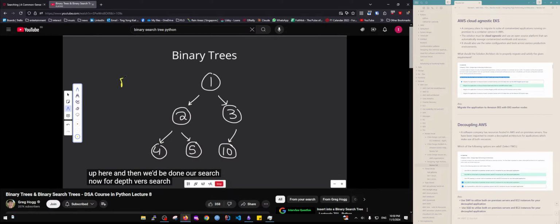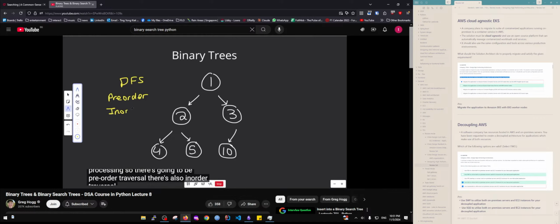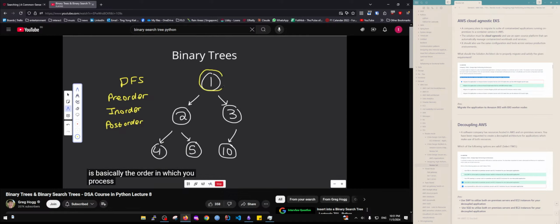Now for depth first search, there's basically 3 different ones that you might do, and they're all very similar, but just a slightly different order of processing. So there's going to be pre-order traversal, there's also in-order traversal, and there's also post-order traversal. And what this means is basically the order in which you process the node itself and its left and its right.